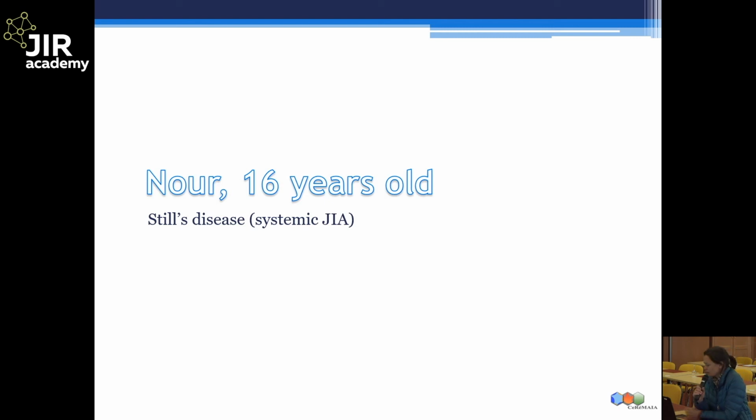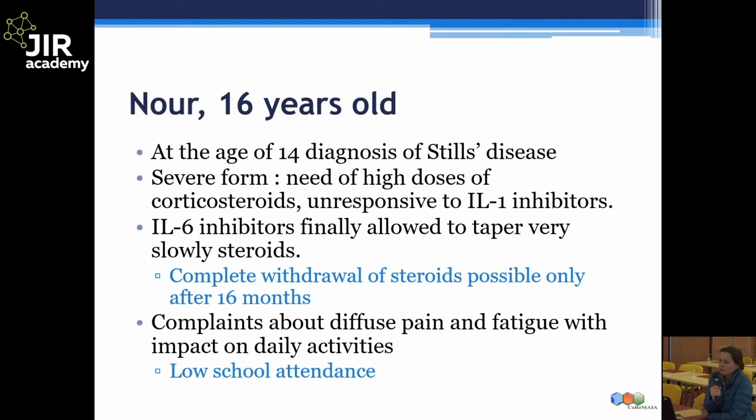So just a very short next clinical case, again, an adolescent with systemic JIA. She had JIA at the age of 14. She had a very severe form. She needed high doses of corticosteroids. She was unresponsive to IL-1 inhibitors. And we were able to taper steroids very slowly only after IL-6 inhibitors. The complete withdrawal of steroids was possible only after 16 months.